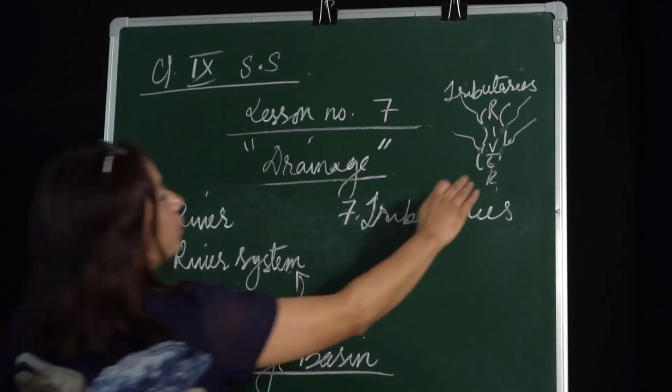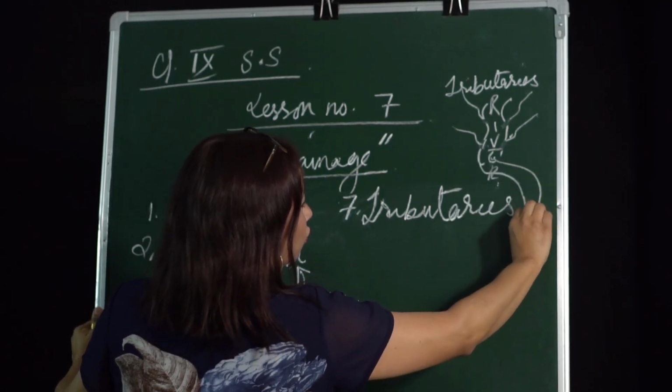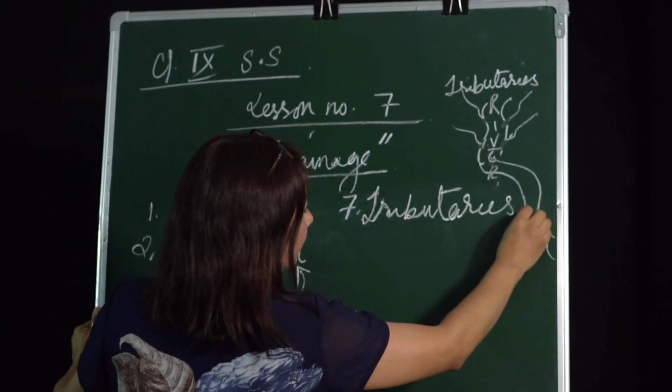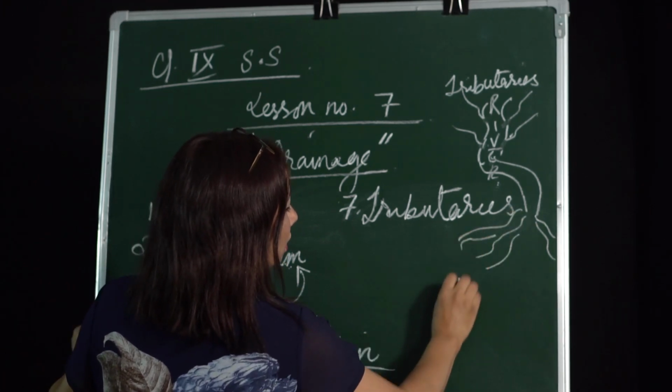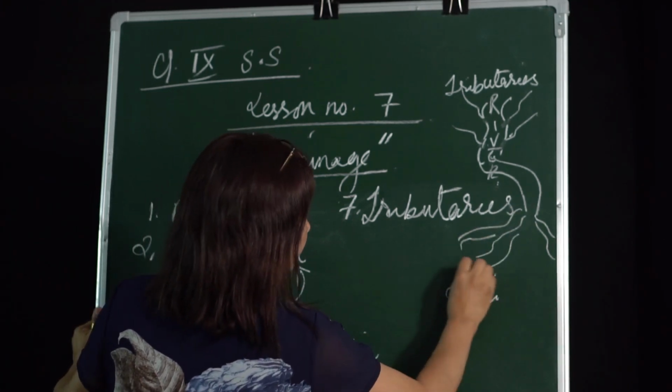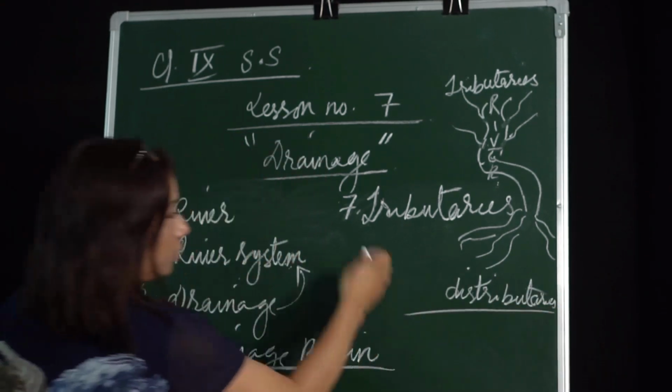Now, when this main river flows, it flows as one channel, and then after going here it again divides like this. It divides into 2, 3. These are called distributaries. It distributes the water into 3.